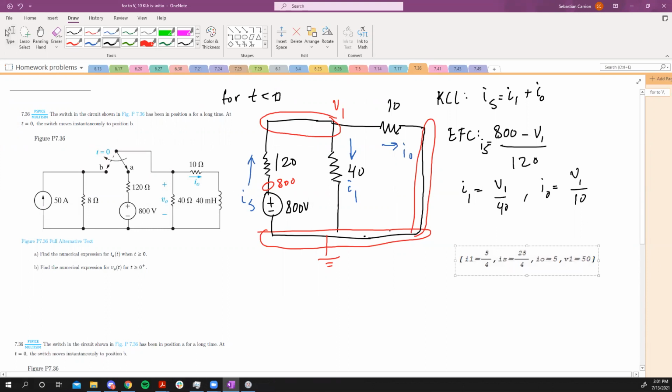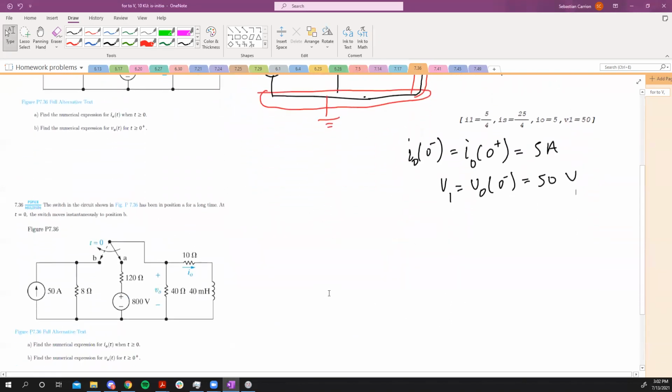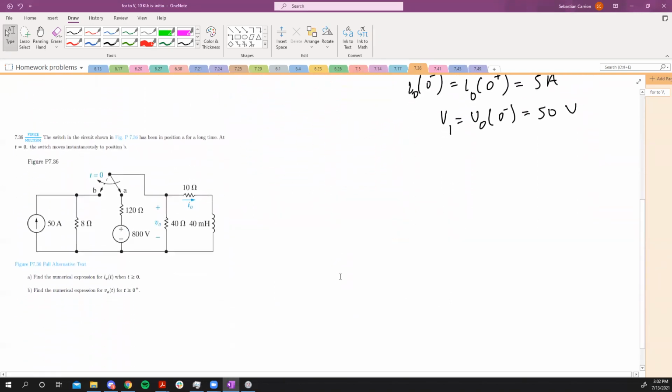So, I naught time. Just emphasize that. And then V1 would be our V naught, at 50. Okay, it would be 50 volts. V naught right before 0 would be 50 volts. So now we can go ahead and move on for t greater than 0.